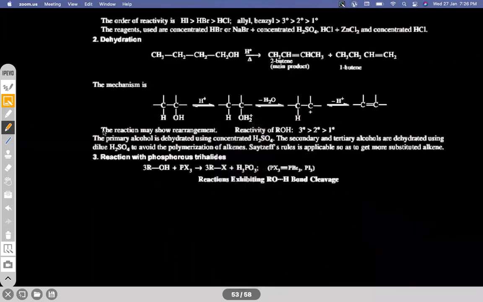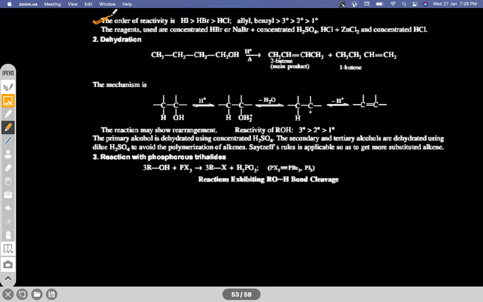Next is the reactivity order. Important. I have asked this question many times. HI is most reactive, then HBr, then HCl. Why is HI most reactive? Less overlap. Less poor overlap, yeah.